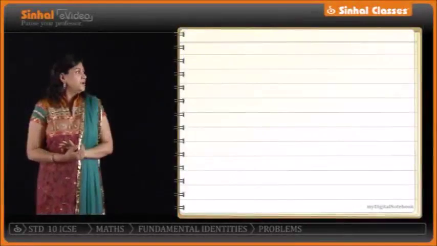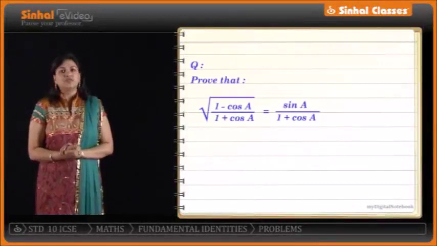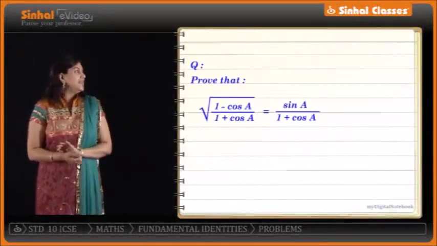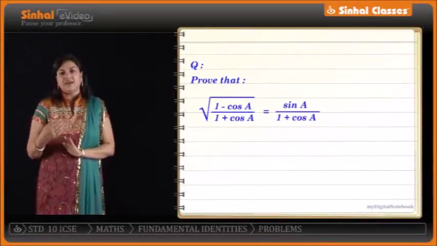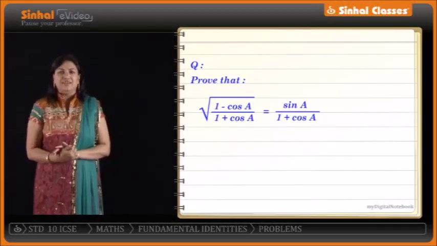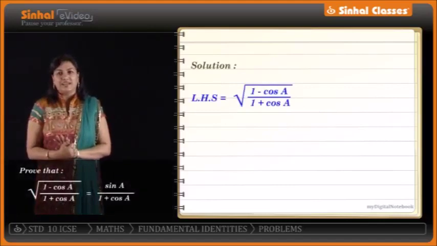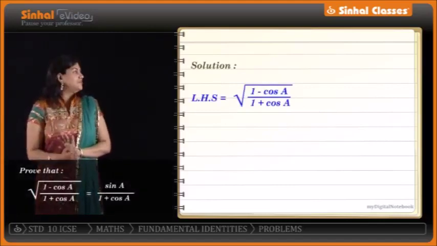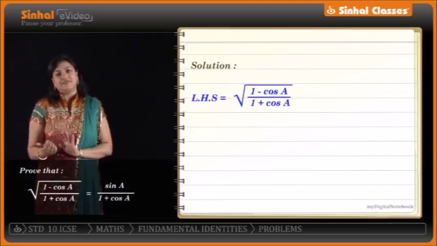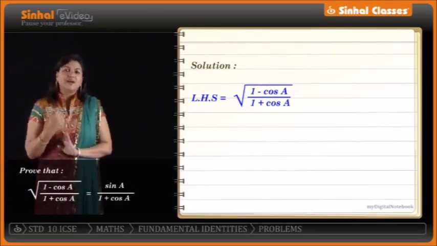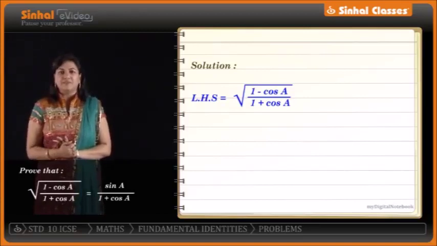Next problem, prove that root of 1 minus cos A upon 1 plus cos A is equal to sin A upon 1 plus cos A. Now here in LHS we have the square root sign, but in the numerator we have 1 minus cos A and denominator 1 plus cos A. Now what comes to your mind? We must rationalize the denominator.